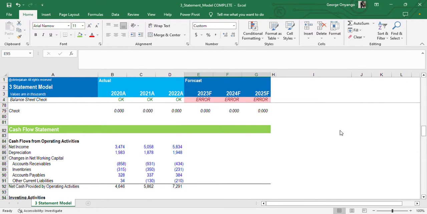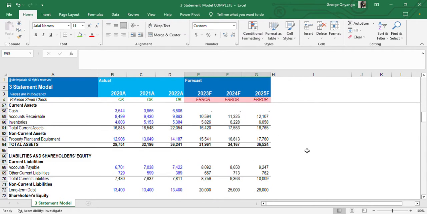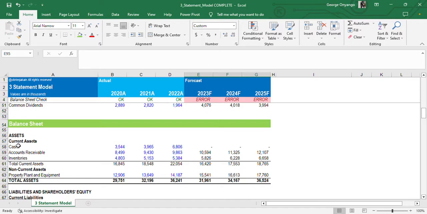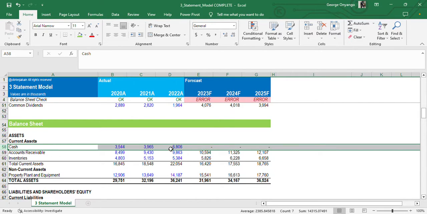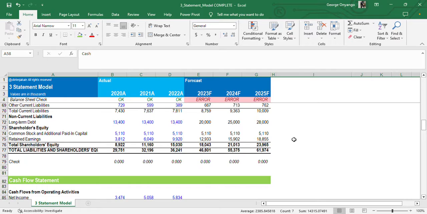Finally, we're now going to complete the cash flow statement. We are going to do the forecasting for the cash flow statement, and that is also going to help us to complete our balance sheet, which we were not able to complete because we didn't have the value for cash for the forecast of 2023, 2024 and 2025.